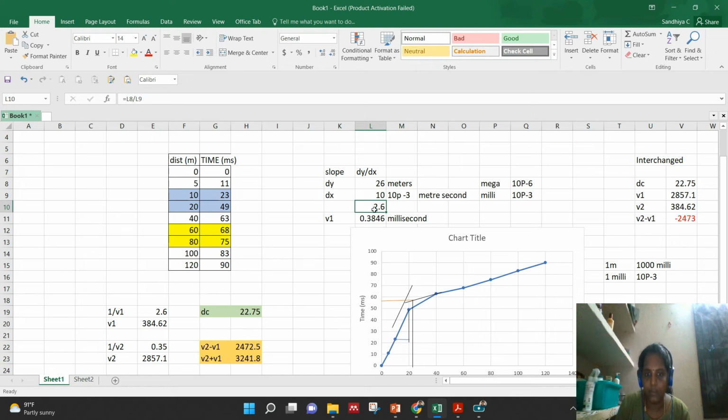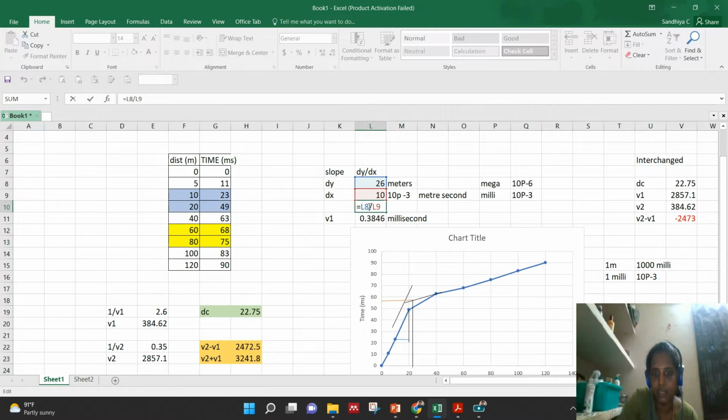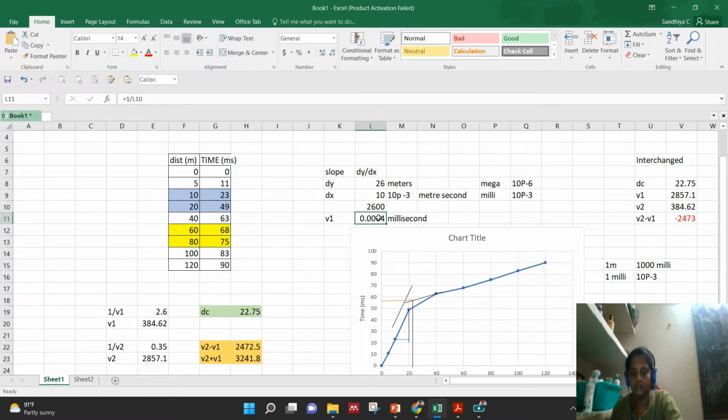Okay, so now we'll have this divided by this. So this 10 power minus 3, when it comes to the numerator, it becomes 2,600. So V1 is going to be 1 divided by this value. No, no, 1 by V1 is 2,600. 1 by V1 is this value. Yeah, 1 by V1.